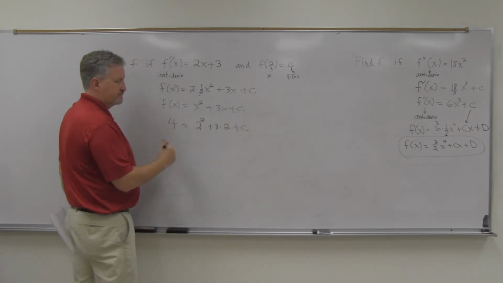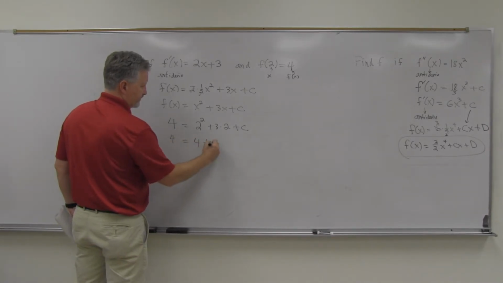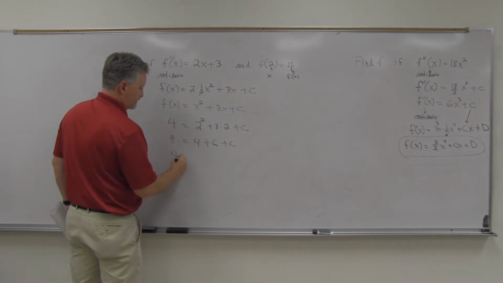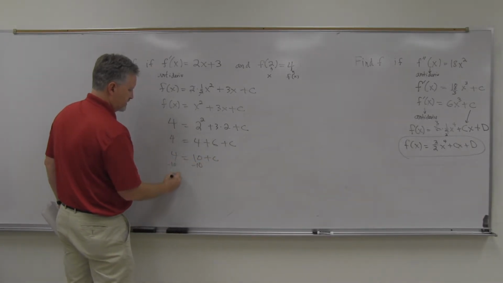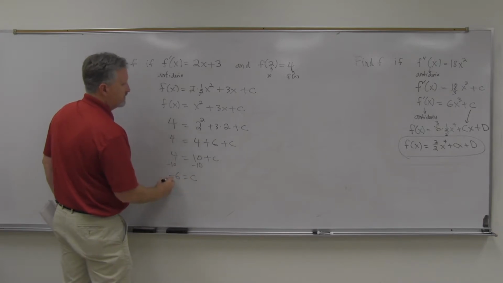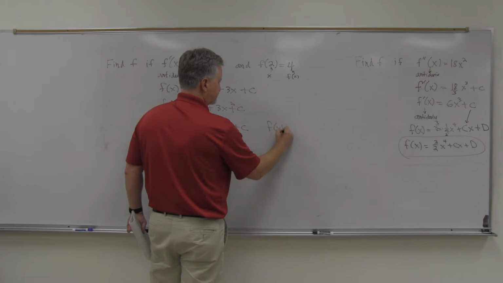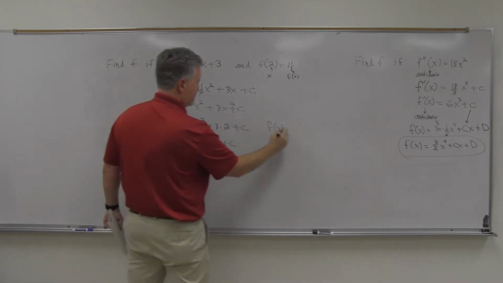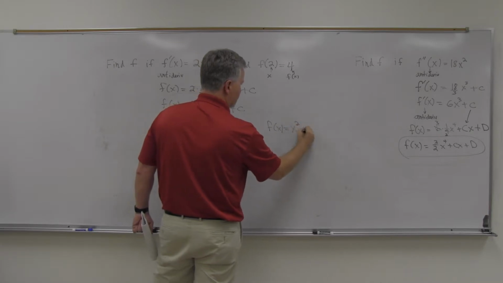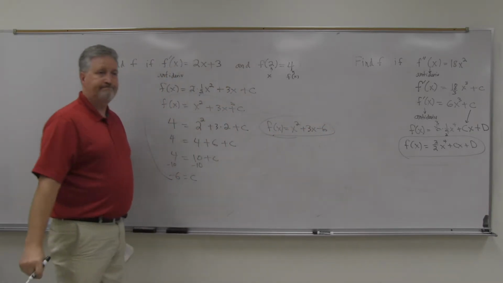And yeah, it's simple, all you really have to do is subtract the numbers. You got 4 equals 10 plus c, so it looks like subtract 10. C is going to be negative 6. So the answer that they want is f of x equals x squared plus 3x, and then minus 6 for the c.